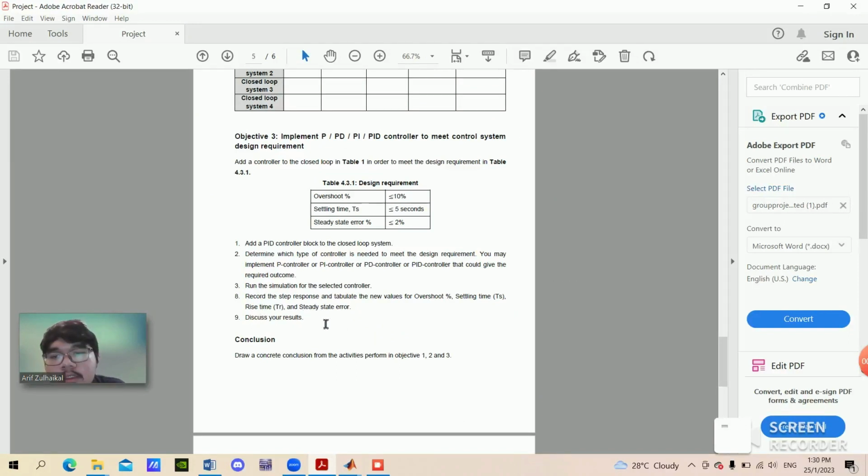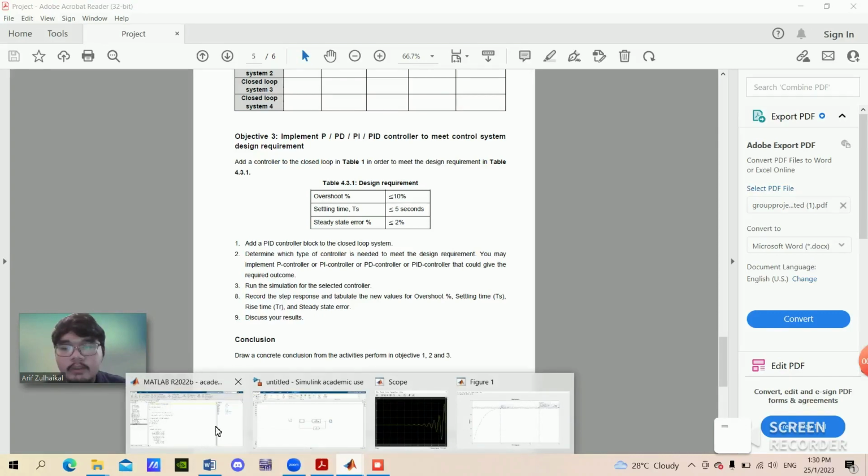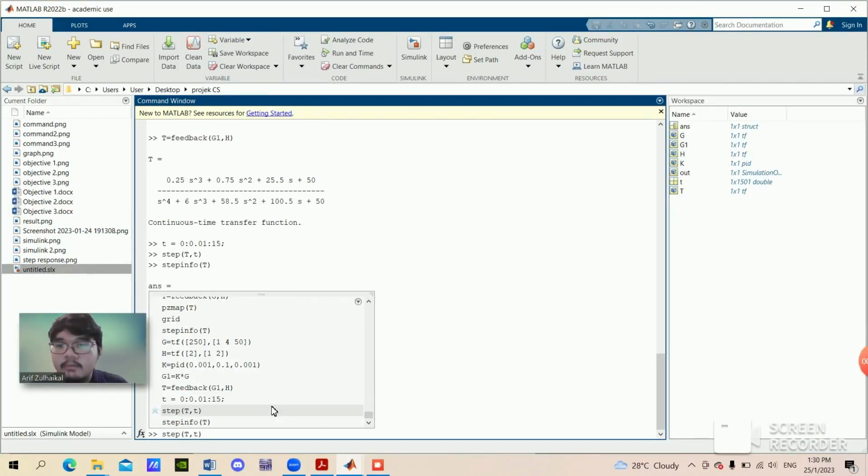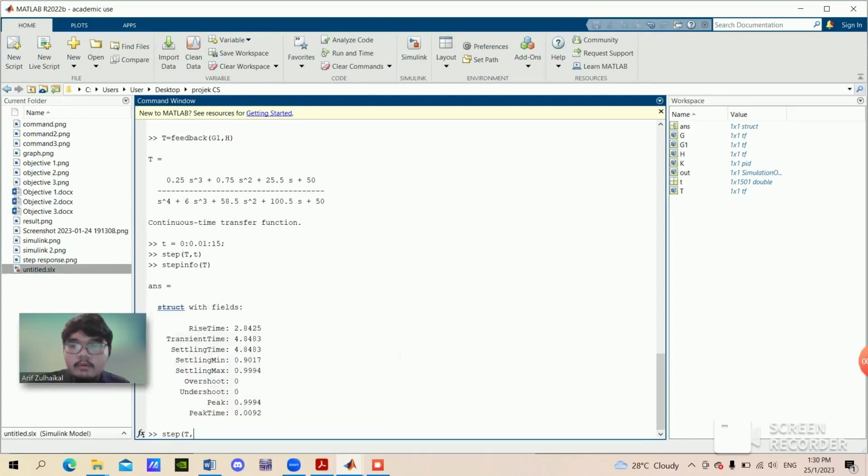Next, record the step response and tabulate the new values for overshoot, settling time, rise time, and steady state error. For this, we just use stepinfo(T). I already used stepinfo(T). This is for the rise time, settling time, overshoot, and so on. That's all from me. Thank you.